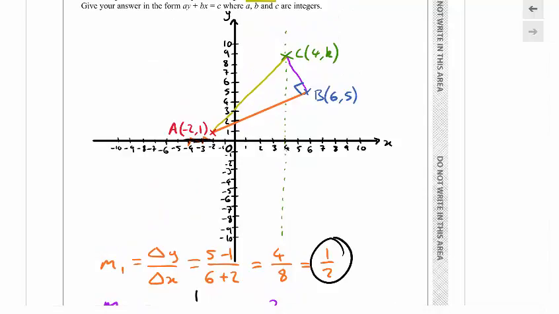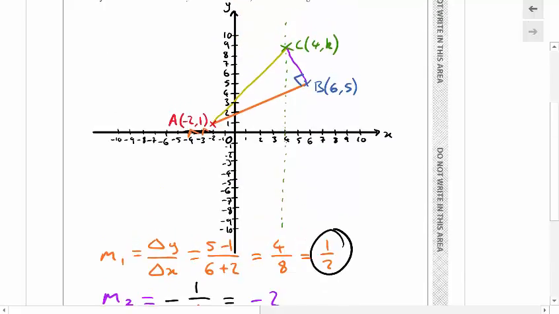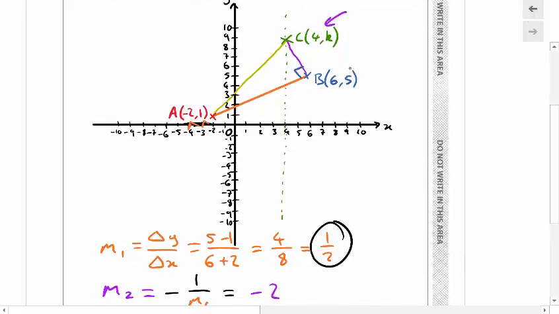Now using that, can I then work out what my y coordinate of C is? Well, yes, I can, because I know that my gradient of my second line will just be given by change in y over change in x. So what can my change in y be? Well, my change in y will just be k minus 5. You happy? Because those 2 points lie on my purple line.